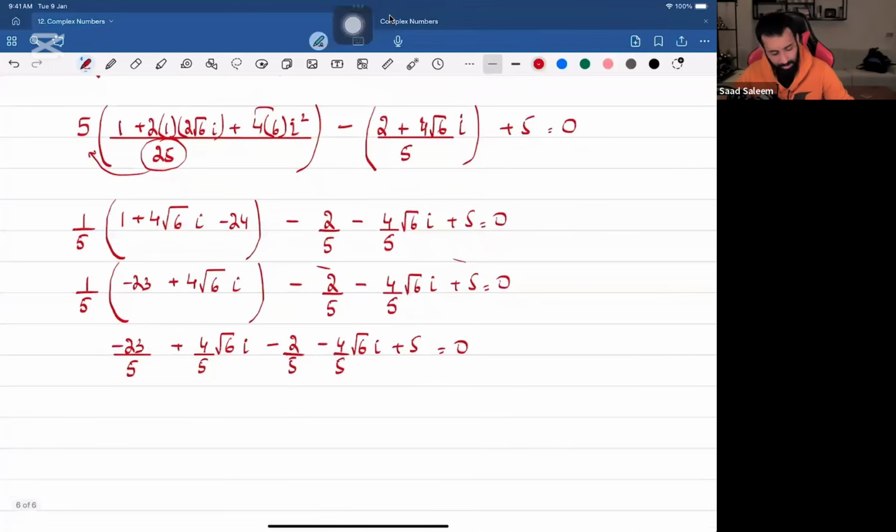But now use your calculator and do the following. Do minus 23 upon 5, minus 23 upon 5, minus 2 upon 5 plus 5. You'll notice that this simplifies to 0. And we can already see that 4 upon 5 root 6 iota minus 4 upon 5 root 6 iota also simplifies to 0. So 0 plus 0 equals 0.